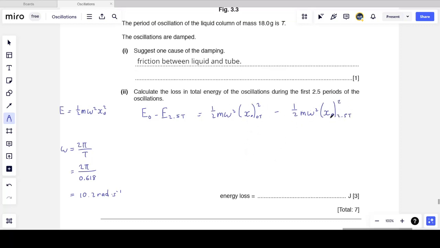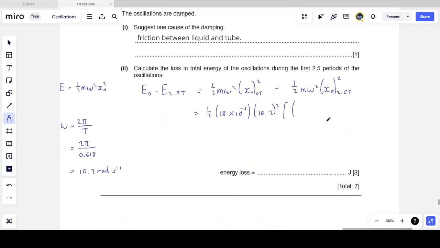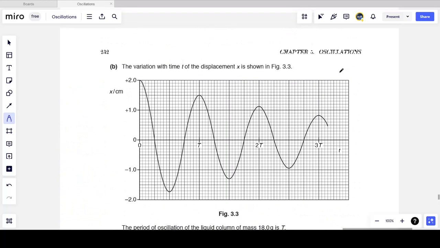So I need the mass and omega. They don't cancel in this case because I'm not calculating a ratio, but rather a difference. And so this is half times the mass, which is 18 grams, so 18 times 10 to the minus 3 kg, times omega squared, 10.2 radians per second squared, into, now what's the original amplitude? When the period is 0, the amplitude is 2 centimeters. And I also have to convert this 2 centimeters to meters. So that's 2 times 10 to the minus 2, squared.